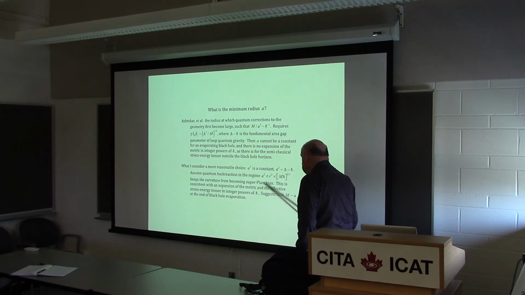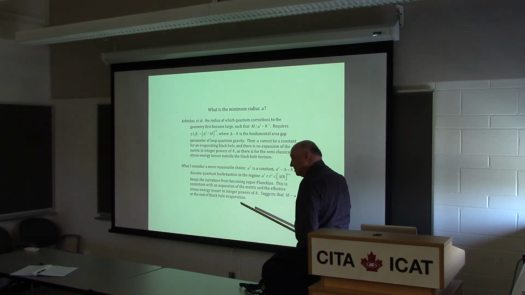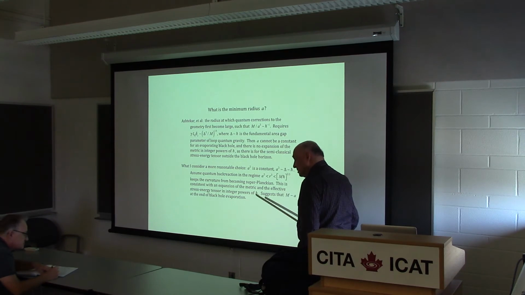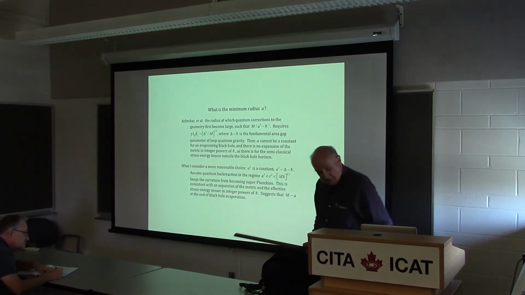And the point is, this is not consistent with the metric being expandable in integer powers of h bar, which you might think would make sense in terms of quantum corrections to the geometry. It also suggests that m should perhaps have a minimum value of order A, in other words, of the order of the Planck scale at the end of the black hole evaporation.